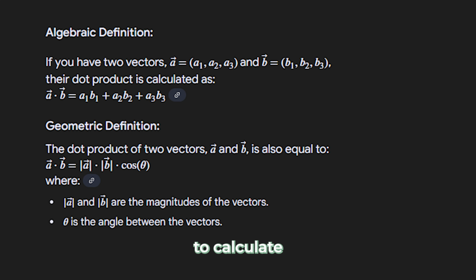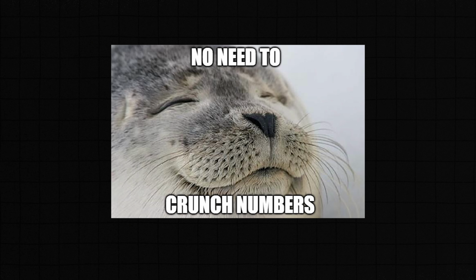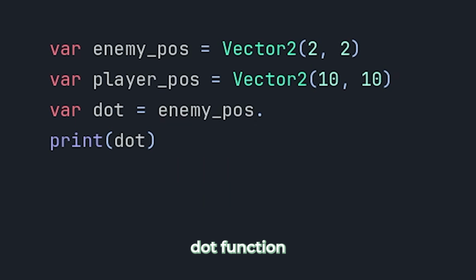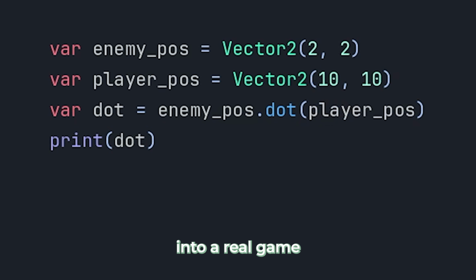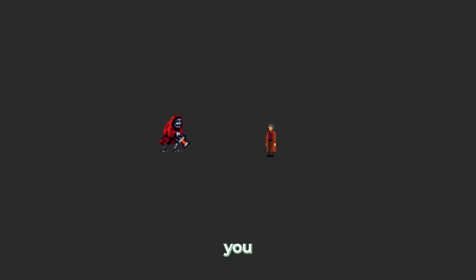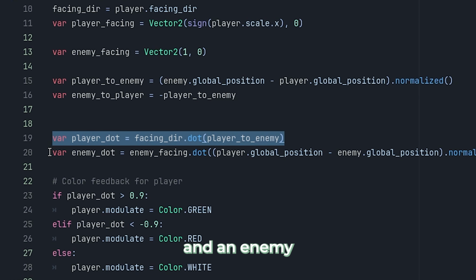Here's the formula to calculate the dot product of two vectors. But again, you don't have to crunch numbers yourself. Just use the dot function with two vectors and you are done. Let's take this into a real game example. Let's say you want to check if the player is facing the enemy. For that, I have simple code that checks the dot product between the player and an enemy.